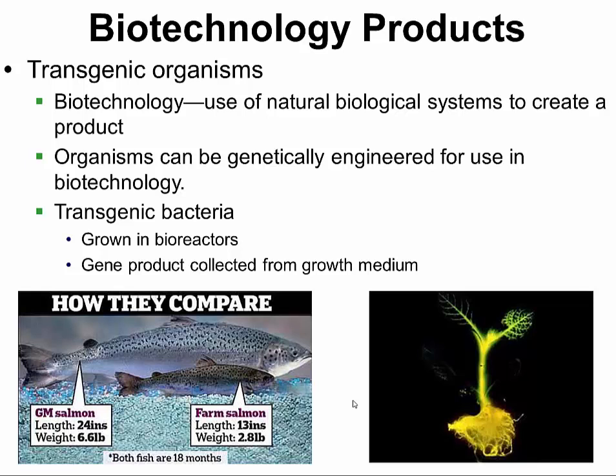And so this is a salmon that has multiple copies of the growth hormone inserted, and so it grows much more rapidly than does a non-genetically modified salmon. We also, as we mentioned before, use transgenic bacteria to produce things like human growth hormone and human insulin for medical purposes. And then lastly, over here we have a tobacco plant that's been genetically modified.